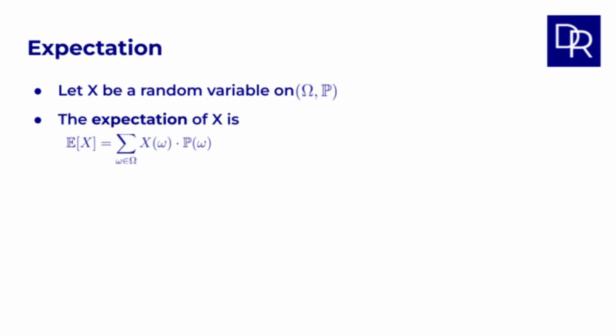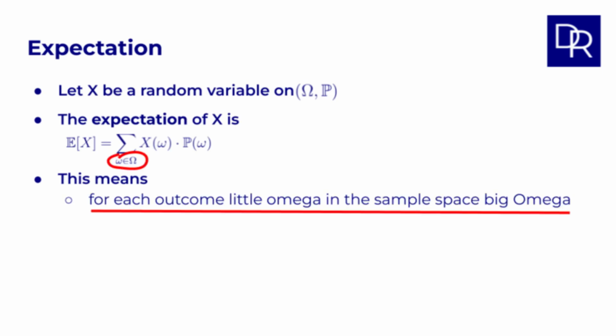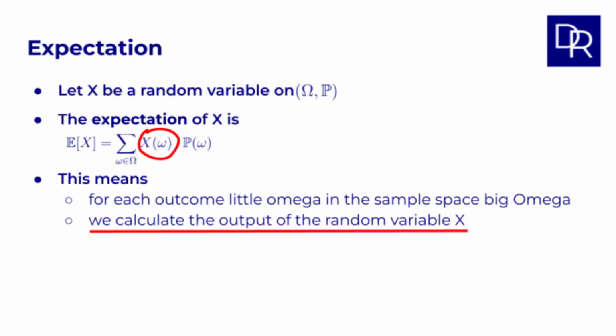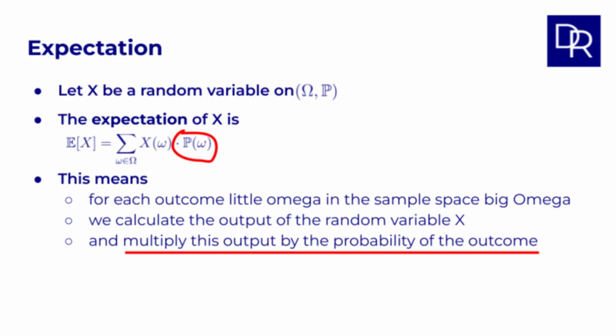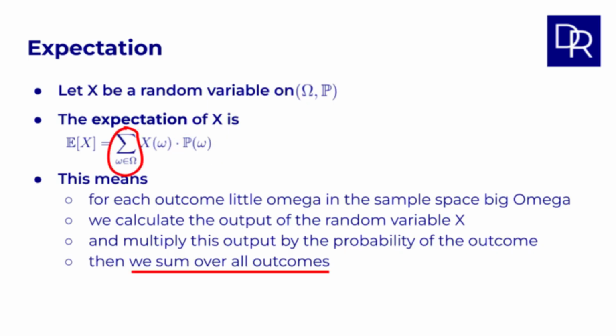Now, let's define expectation. Let X be a random variable on the finite probability space (omega, P). The expectation of X is then defined as shown here. This means for each outcome, little omega, in the sample space big omega, we calculate the output of the random variable X and multiply this output by the probability of the outcome occurring. Then we sum over all outcomes.